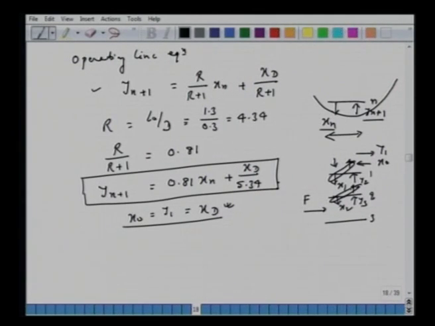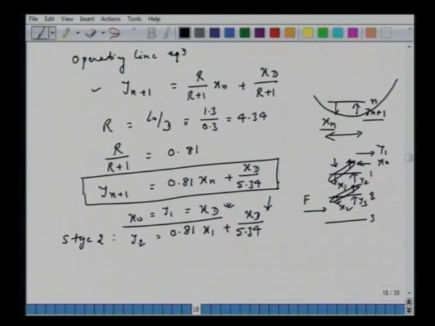Let's write down this equation for stage 1 or stage 2. For stage 1, if you write down these equations the way they are, x0, y1, xt are all the same, so if we substitute for x0 and y1 you will get the same result. Let's do it for stage 2. When we do it for stage 2, y2 = 0.81 x1 + xt/5.34. So xt is not known to us.